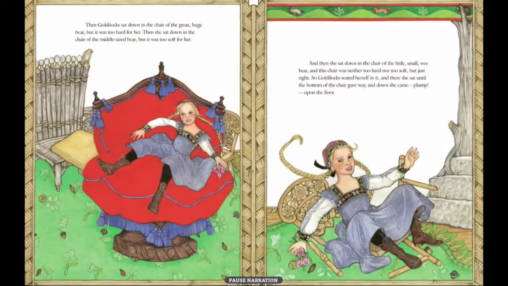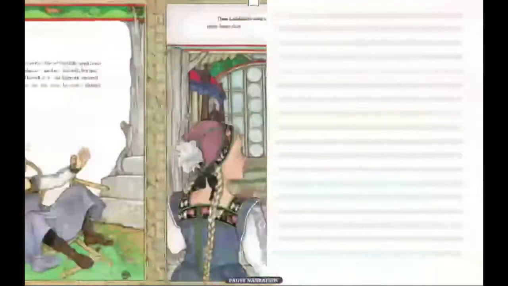Then Goldilocks sat down in the chair of the great huge bear, but it was too hard for her. Then she sat down in the chair of the middle-sized bear, but it was too soft for her. And then she sat down in the chair of the little small wee bear, and this chair was neither too hard nor too soft, but just right. So Goldilocks seated herself in it, and there she sat until the bottom of the chair gave way, and down she came, plump, upon the floor.